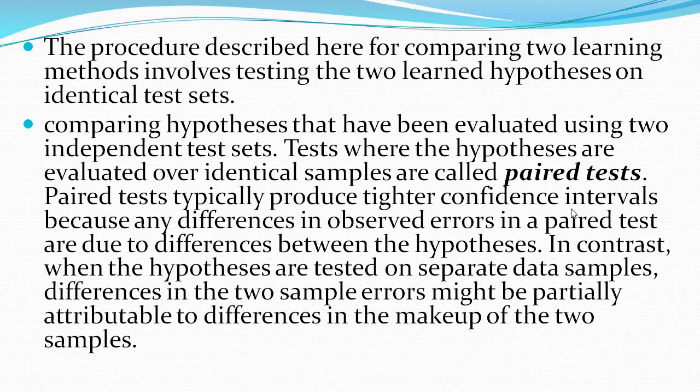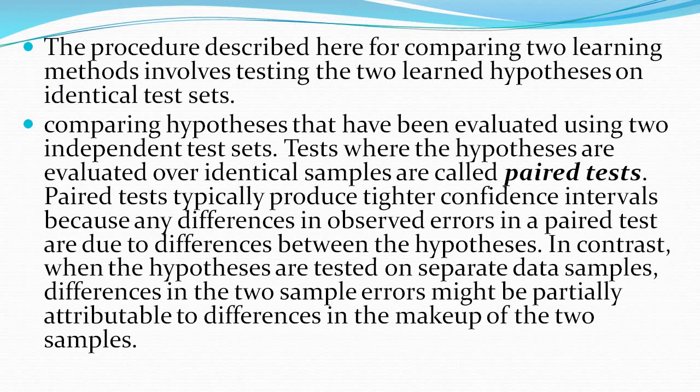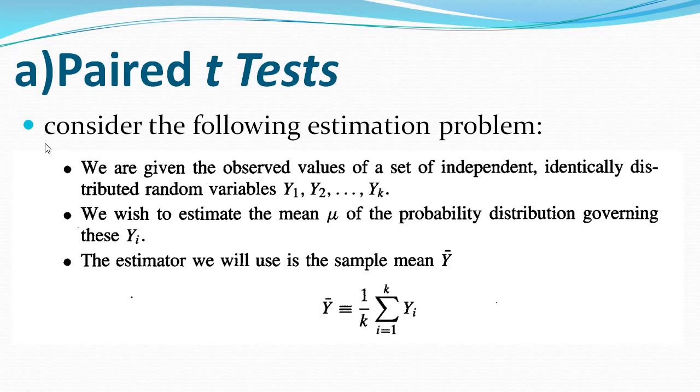A paired test typically produces a tighter confidence interval because the differences observed in errors in a paired test are due to the differences between the hypotheses. In contrast, when the hypotheses are tested on separate data samples, differences in the two sample errors might be partially attributed to differences in the makeup of the two different samples. Here the differences come from the observed errors. With the paired test, whatever hypothesis you consider is for that particular sample, and if you take different samples, then you may also get a difference in value while observing the errors. For this, a step-by-step procedure and formula are given.